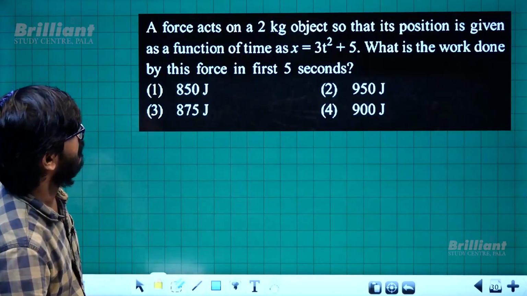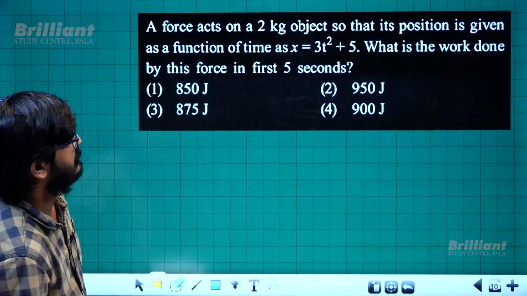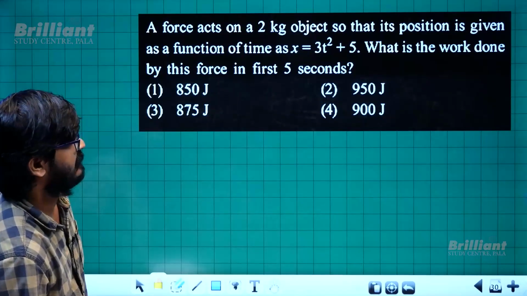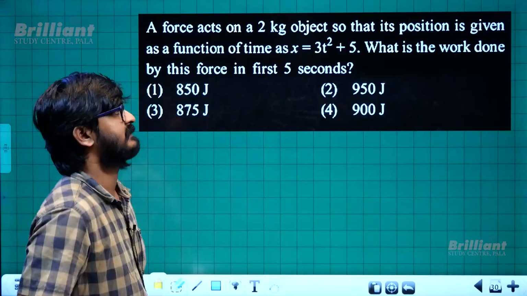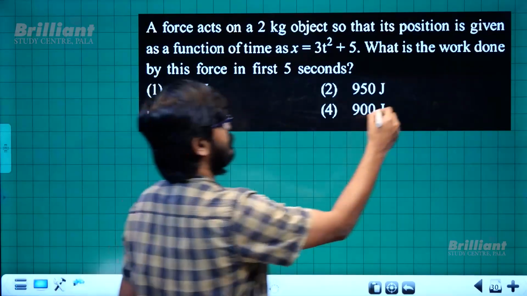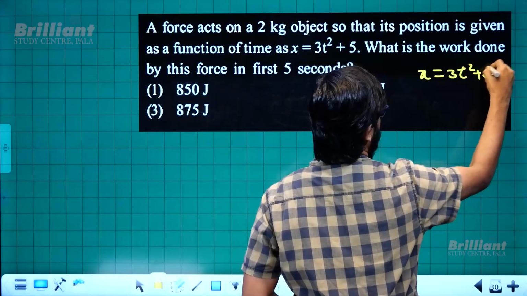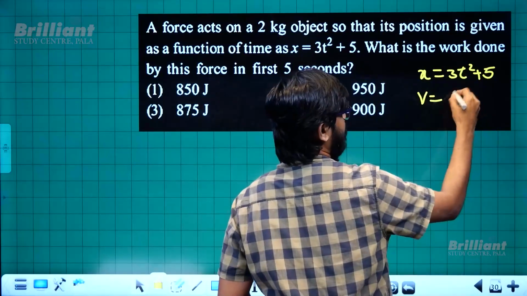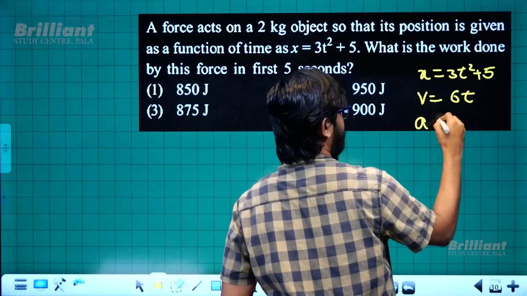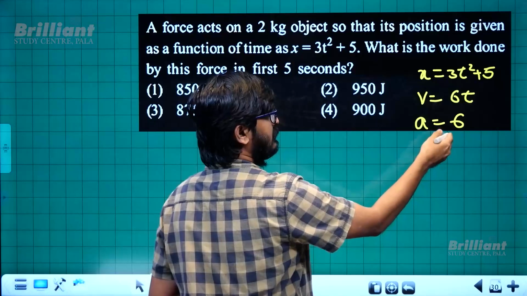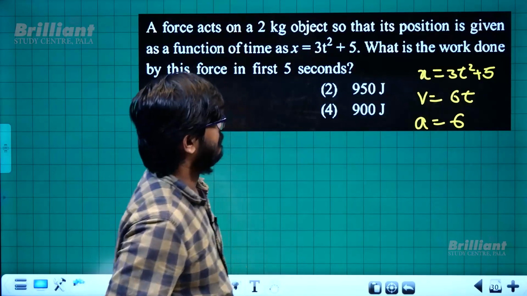The next question says a force acts on a 2 kg object so that its position is given as a function of time. What is the work done by this force in first 5 seconds? So this question you can do it two ways. You can find force. X is 3t square plus 5. So I can find velocity by differentiating it, so I will be getting 6t. I can find the acceleration by differentiating it, so I will be getting 6. So I know the force and I know displacement.